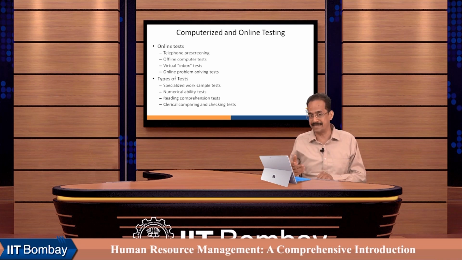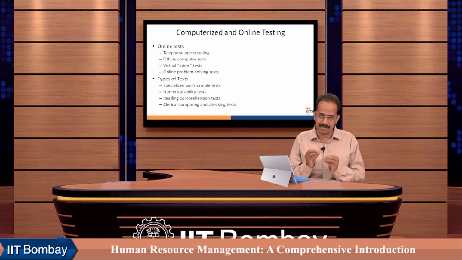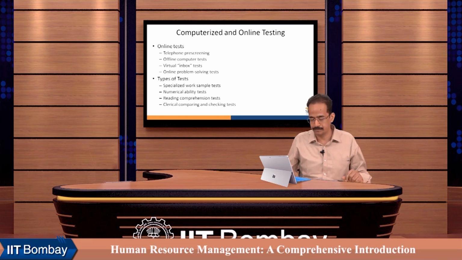A numerical ability test is about testing the analytical skills and the general intelligence. Reading comprehension test is a test of the verbal capability, and it is also a test of the communication skills. Then there are tests like clerical comparing and checking test. These things test the person's ability to minutely look at the data or the record and find faults or maintain the correct record.